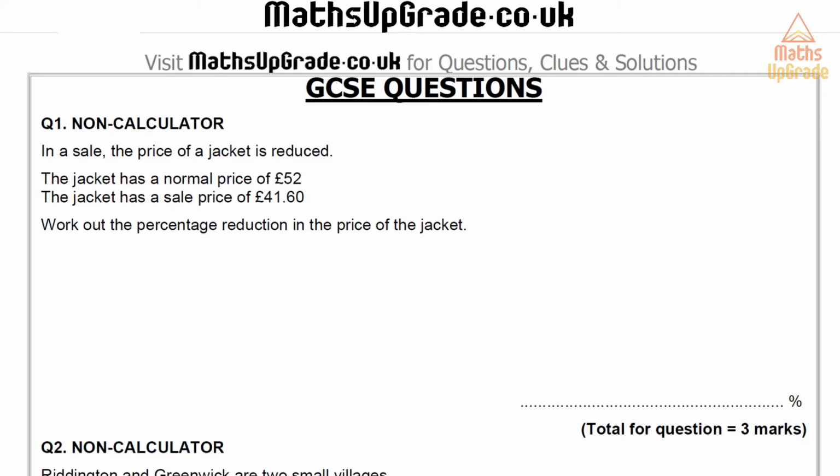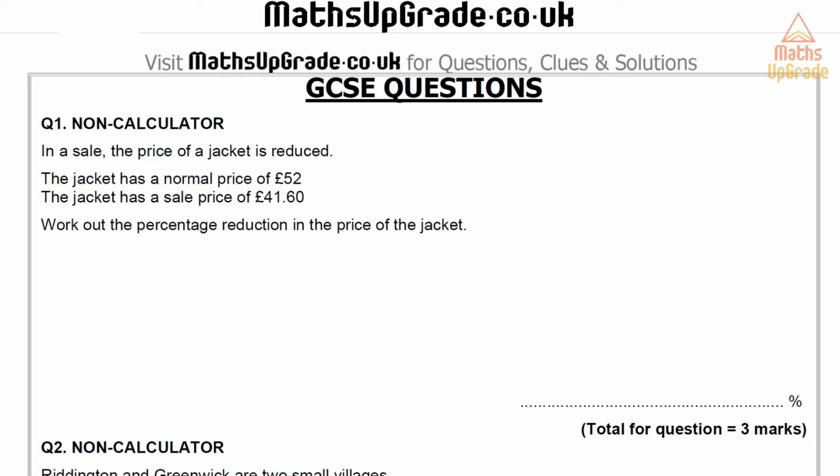Okay, so this video clip is all about how to write one number as a percentage of another. Question 1 states that in a sale the price of a jacket is reduced. The jacket has a normal price of £52, but then it's put on sale and the new price is £41.60. What we're asked to do is find the percentage reduction in the price of that jacket.